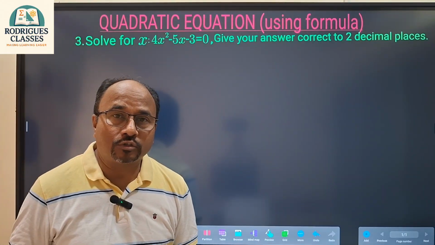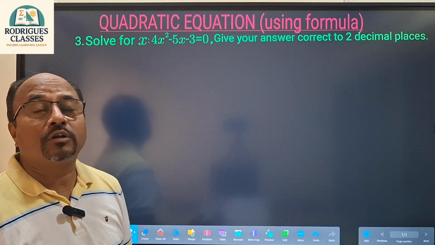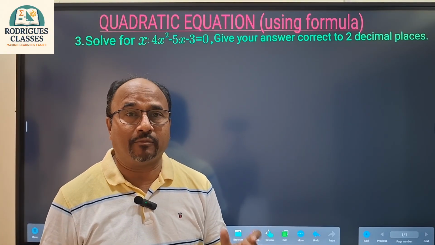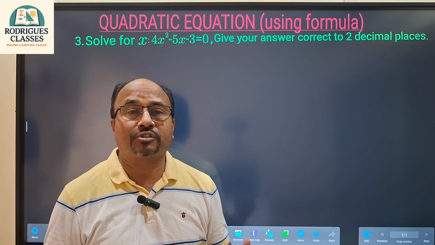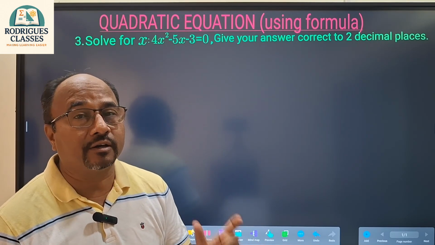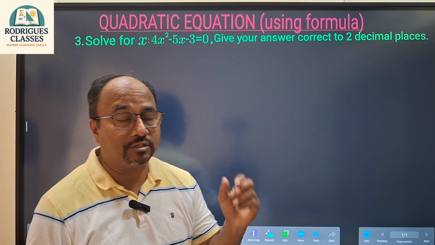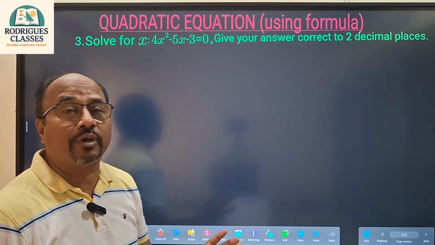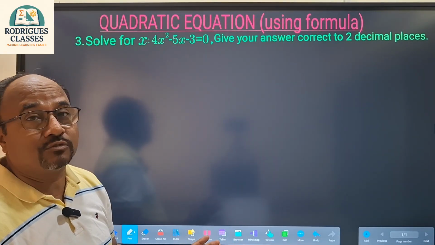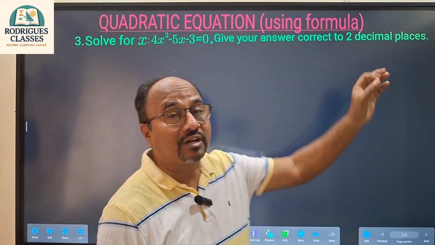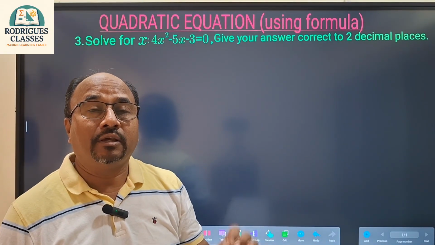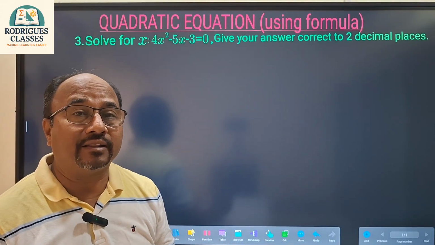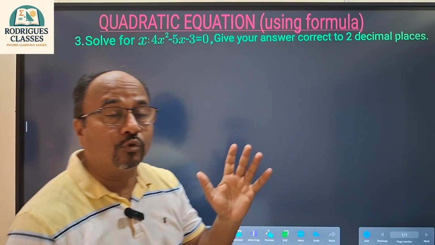We come to the third question now, a very important question from the point of view of ICSE board examination. This type of question practically comes every year in the ICSE board examination. Follow the question. This is the equation given: 4x square minus 5x minus 3 equals to 0. Give your answer correct to 2 decimal place. It means we have to bring it up to 3 places of decimal and then round it off.